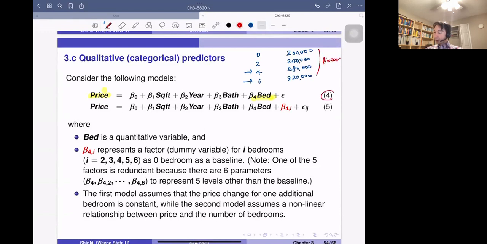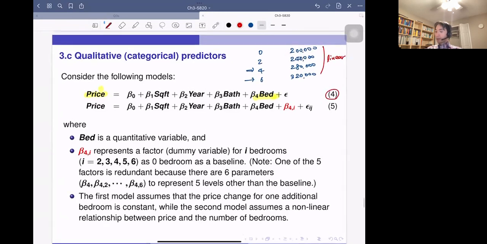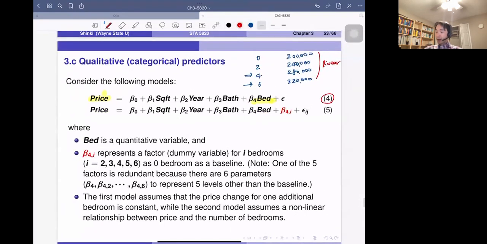So this is model 4. And model 5 has an additional setting here: beta_i, the indicator variable for the number of bedrooms. That means this model 5 assumes that we have a nonlinear relationship.